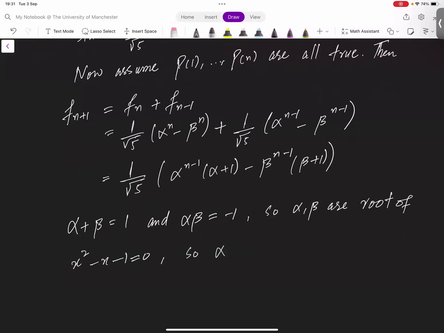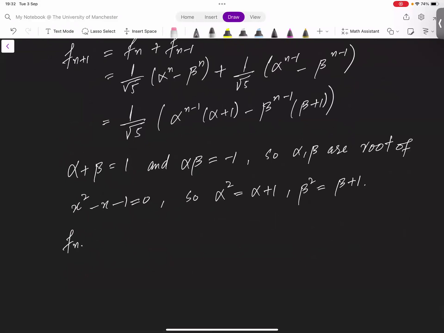So alpha square is alpha plus 1. Beta square is beta plus 1. It follows that fn plus 1 is nothing but 1 over under root 5 times alpha power n plus 1 minus beta power n plus 1, which is P of n plus 1. Hence, the result follows by the principle of mathematical induction.